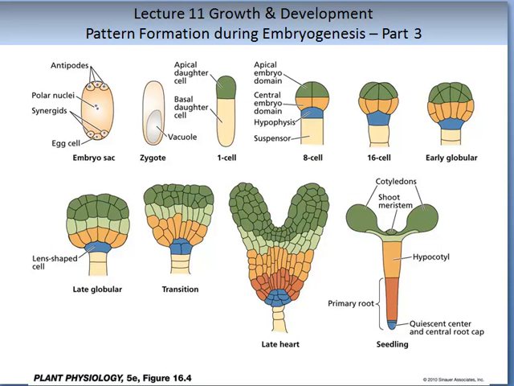Now you should have a complete understanding of how the early embryo sac, cell division and cell elongation result in a seedling. The figure on the slide demonstrates the important stages of this process: the development of the embryo sac, the zygote, multiplying from 1 cell to 8 cells to 16 cells, the early globular structure, the late globular structure, transition, late heart, and finally the seedling stage.